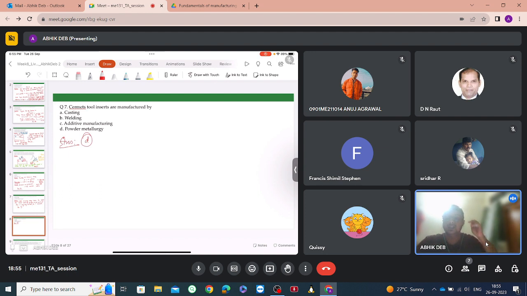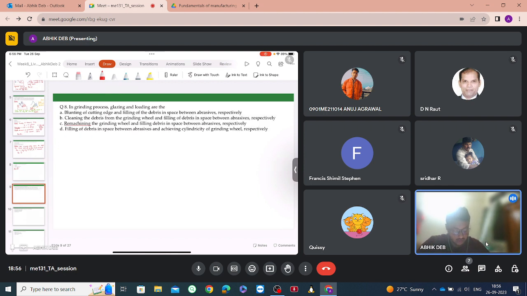Cermet tool inserts are basically something like cobalt and tungsten carbide. Cobalt with tungsten carbide. These two components are mixed together in powder form and then manufactured using powder metallurgy, which is the way these cermet tools are produced. Because we need a combination of two or more composing elements, powder metallurgy is one of the most suitable techniques for making cermet tool inserts.